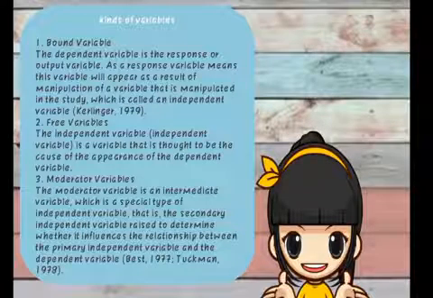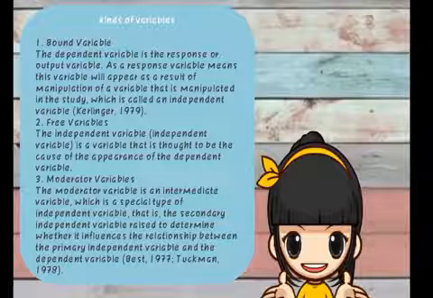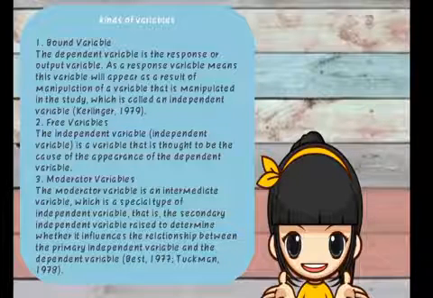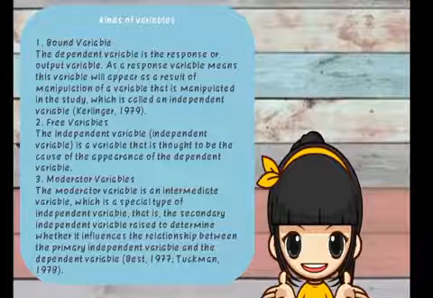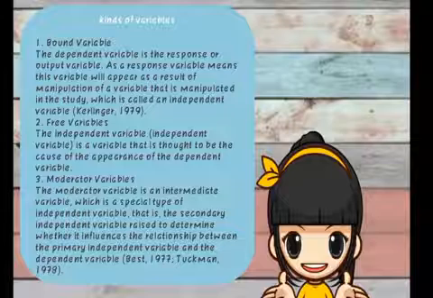Next, kinds of variables, atau macam-macam dari variable. Number 1, bound variable. The dependent variable is the response or output variable. As a response variable, it means this variable will appear as a result of manipulation of a variable that is manipulated in the study, which is called an independent variable.